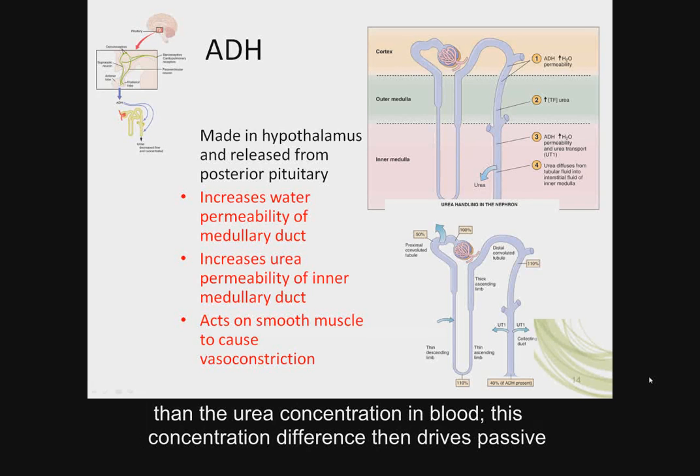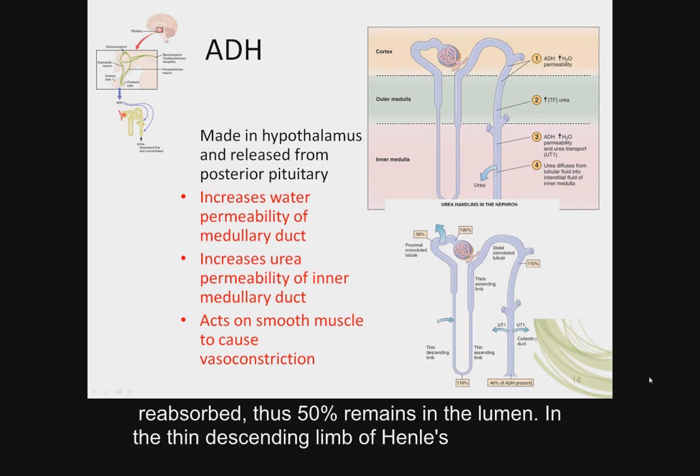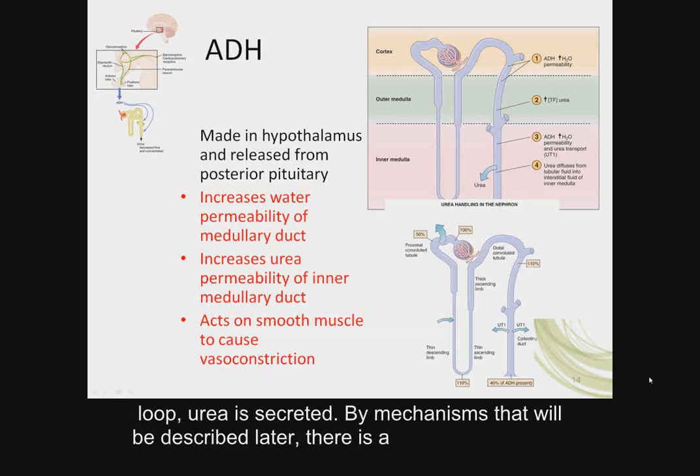At the end of the proximal tubule, 50% of the filtered urea has been reabsorbed. Thus, 50% remains in the lumen. In the thin descending limb of Henle, the loop, urea is secreted. By mechanisms that will be described later in the course, there is a high concentration of urea in the interstitial fluid of the inner medulla.